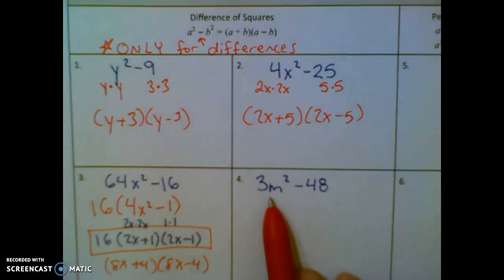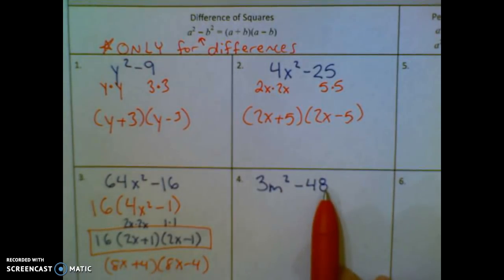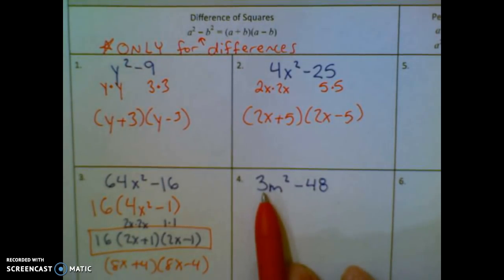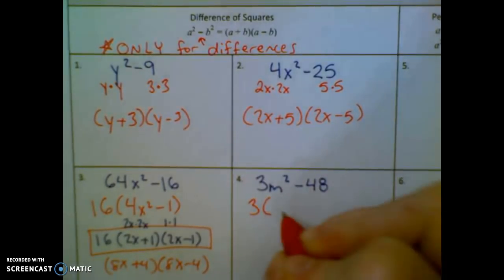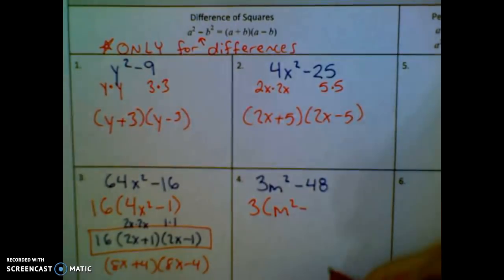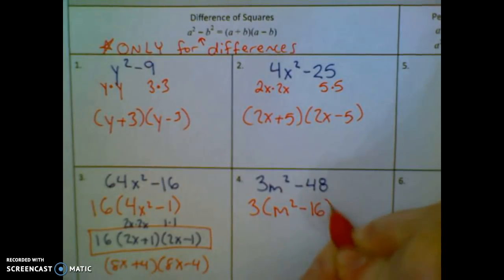All right, looking at this one, I do see 2 terms. But hopefully you recognize that 3 is not a perfect square, which must give you a hint. If I don't have a perfect square, either it's prime or there's a GCF. So does 3 go into 48? Well, yeah, it does. So I'm going to factor out 3, leaving me m squared minus 16.